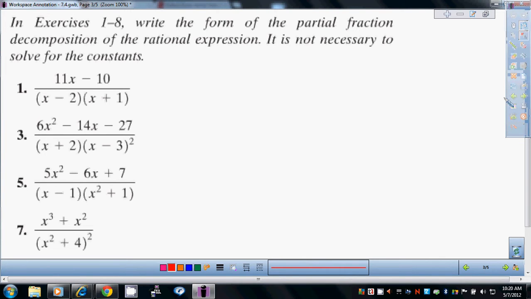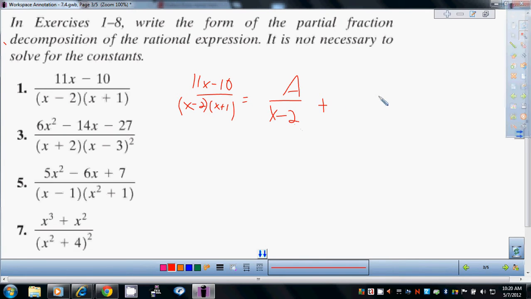What are the factors of the denominator? X minus 2 and x plus 1. So all you need to do is put 11x minus 10 over x minus 2, x plus 1, just the original, and set that equal to a over one of the factors plus b over another one of the factors. All I did was say that I could break this down into separate fractions, and I put a over one of them and b over the other. As long as you plug them back into the correct place later on.